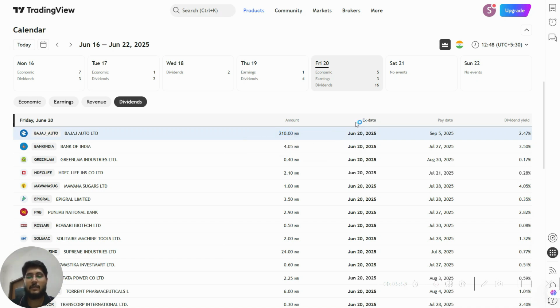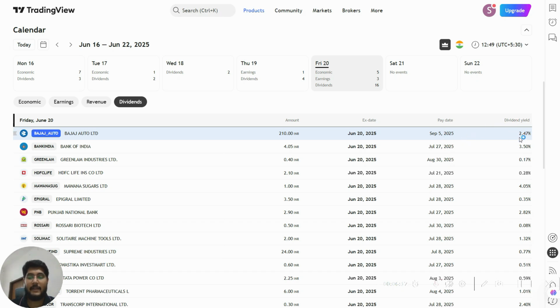Now this is the X date. So what is an X date? X date basically is the date, which is today, when the stock should be in your portfolio, when you should have held that stock in your portfolio. That's what it means. Then it has also given you a payday, and this is the payday when you will get that dividend in your bank account.